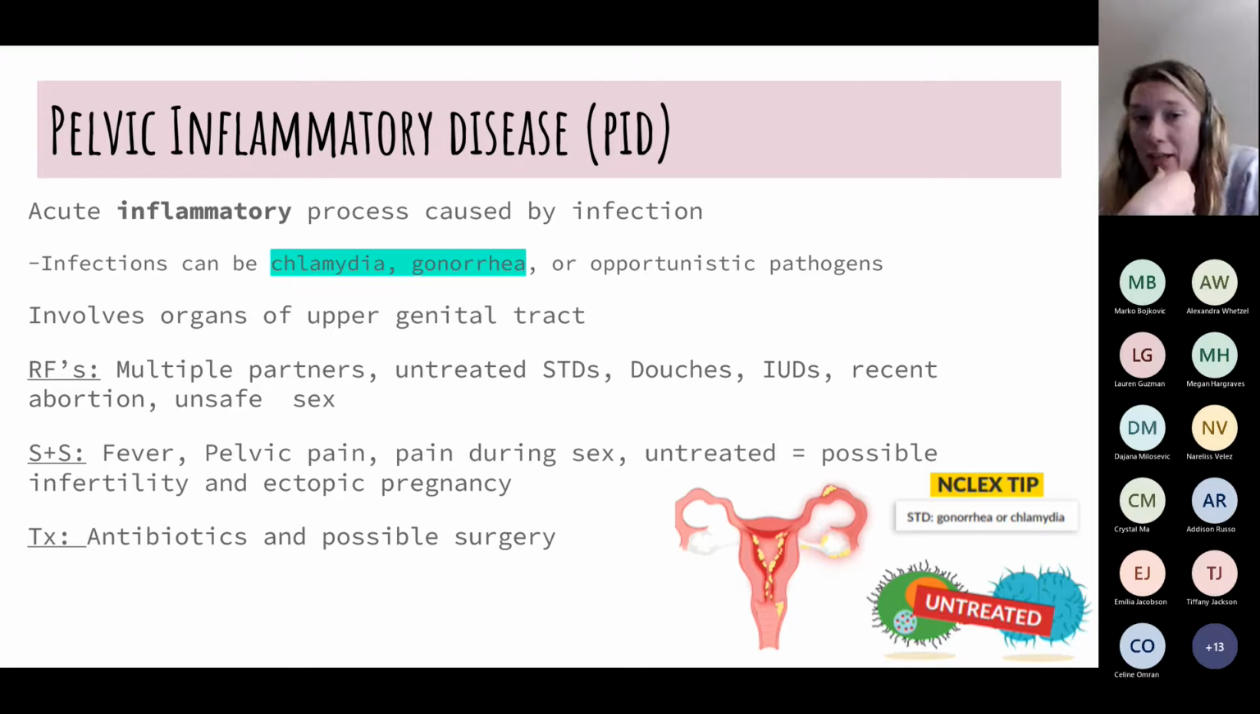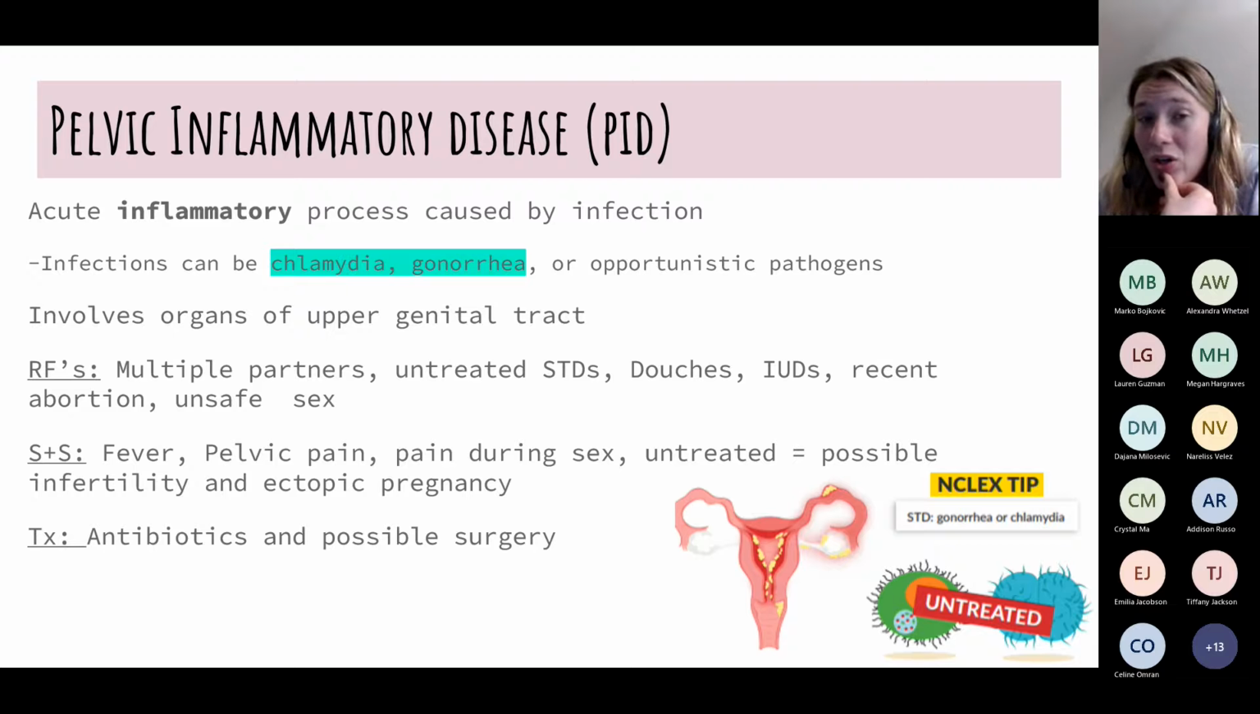So when we talk about pelvic inflammatory disease, this is an acute inflammatory process caused by an infection. Usually our main infections are STIs, chlamydia and gonorrhea. Big one for pelvic inflammatory disease. But what happens is that the uterus and the pelvis end up getting really inflamed and irritated and aggravated, and this can be really painful. So these patients are going to present with fever, pelvic pain, pain during sex.